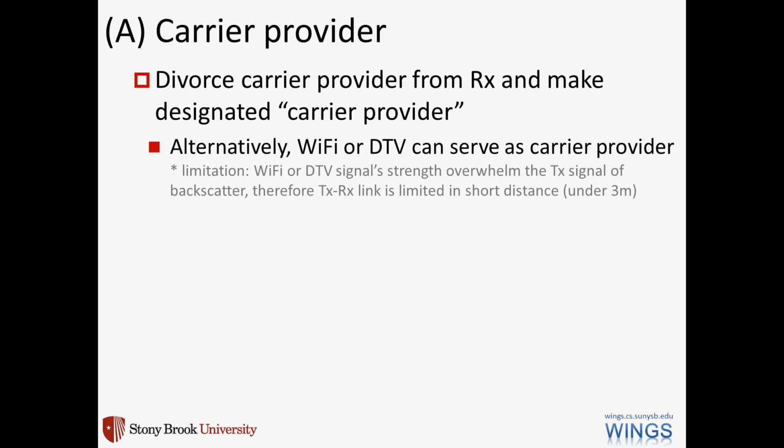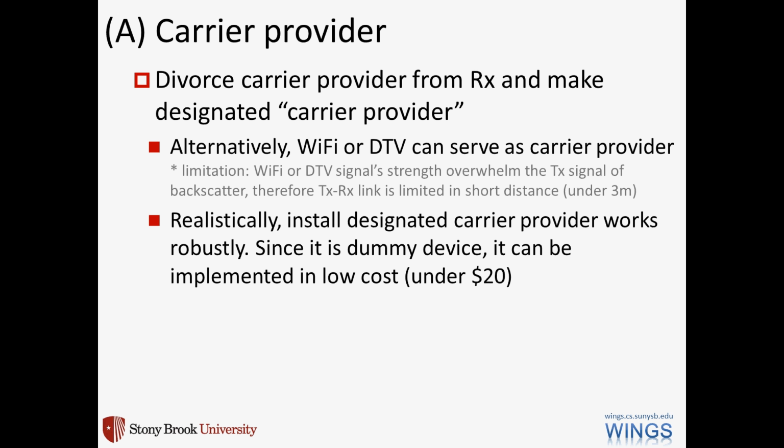Alternatively, Wi-Fi or DTV, digital TV, can serve as carrier provider, but they are limited. Wi-Fi or DTV signal strength overwhelms the transmitted signal of backscatter. Therefore, the TX and RX link is limited to short ranges, under 3 meters, in a very nice environment. Realistically, installing a designated carrier provider works robustly.